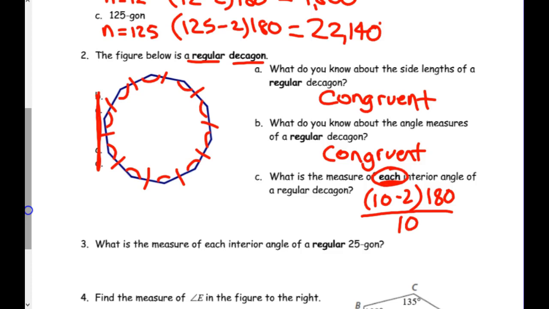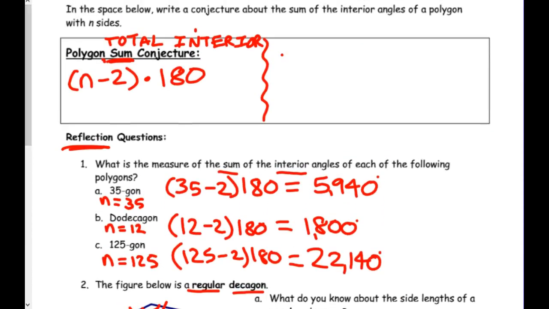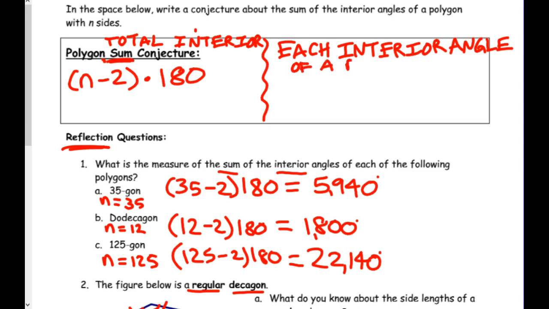We're going to go back up to the top, and we're going to write a formula for each interior angle of a regular polygon. Okay.